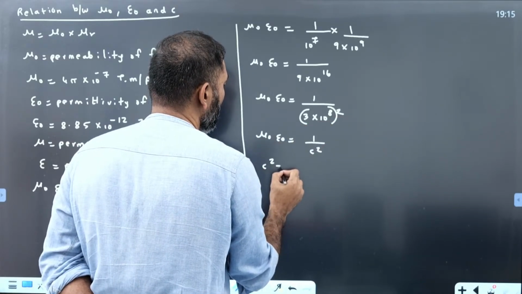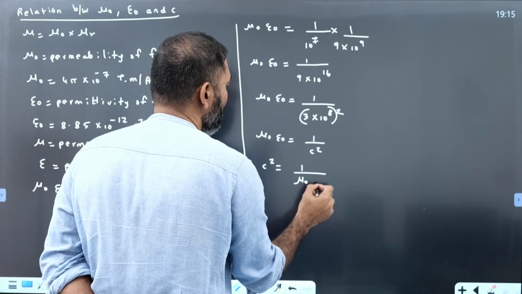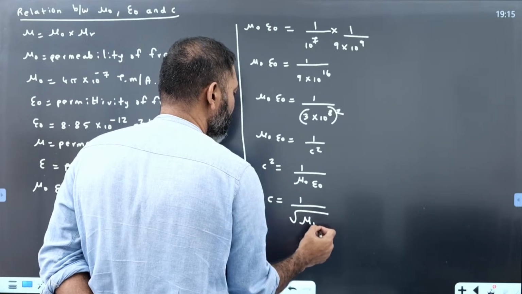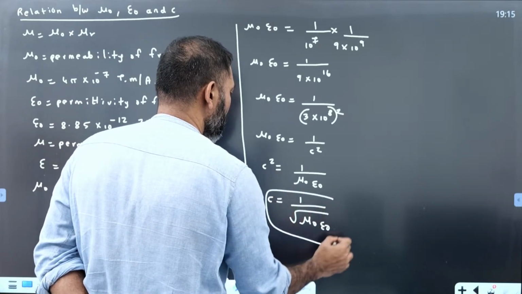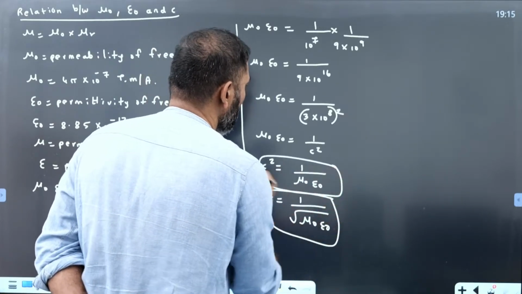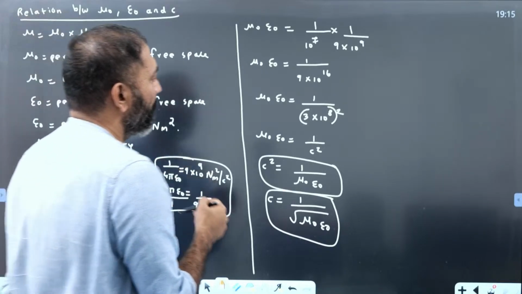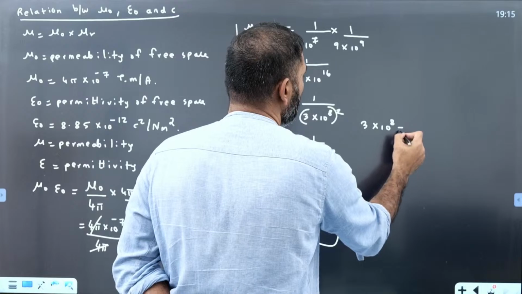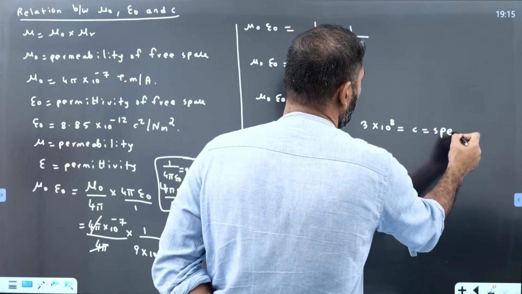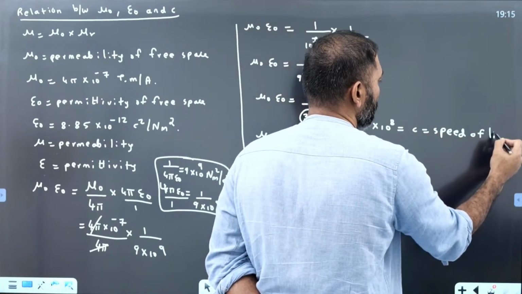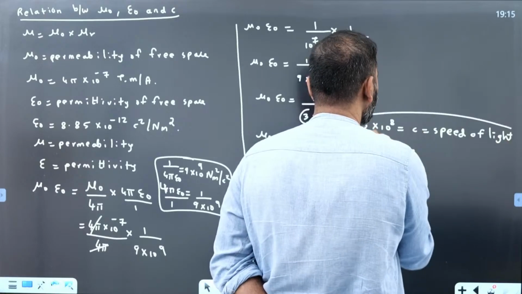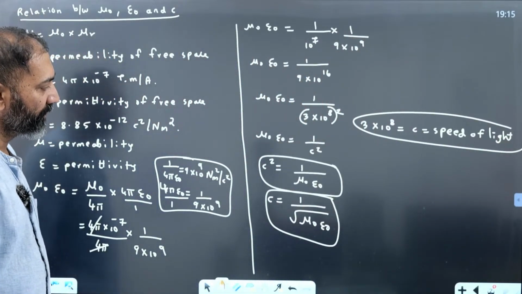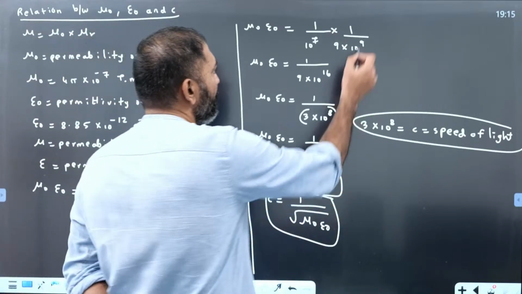So c square equal to what? 1 by mu 0 epsilon 0. So c is equal to what? 1 by root mu 0 epsilon 0. Please remember this equation. What is 3 into 10 raised to 8? 3 into 10 raised to 8 is equal to what? C, that is equal to speed of light. So please remember this equation. Any doubt?